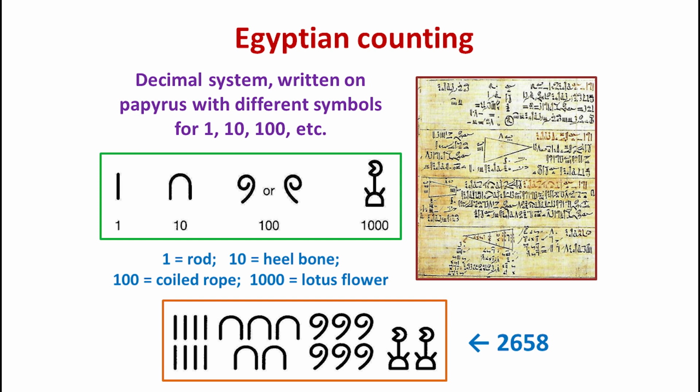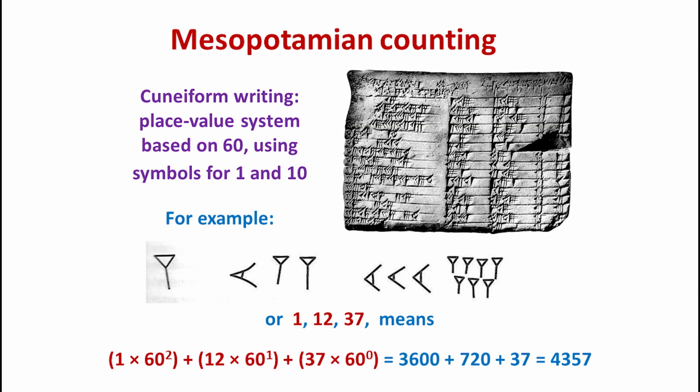So the number below, reading from right to left, is 2 lotus flowers, 6 coiled ropes, 5 heel bones and 8 rods, or 2,658. Around the same time, the Mesopotamians, or Babylonians, were imprinting their numbers on clay tablets.